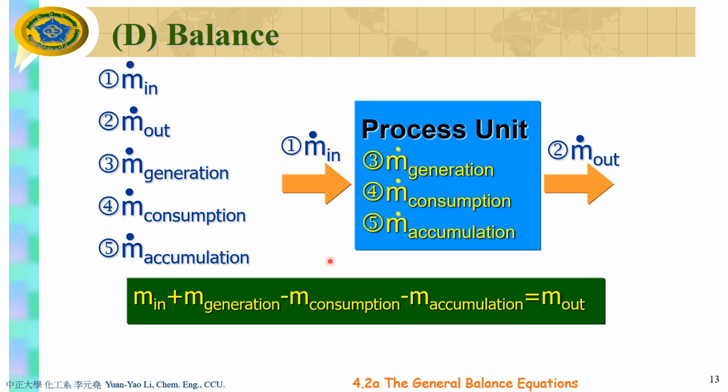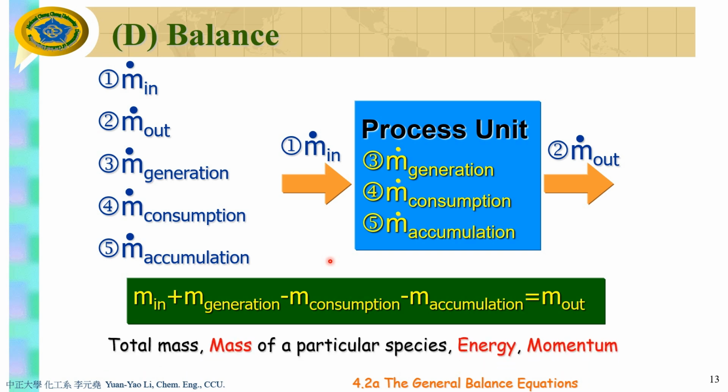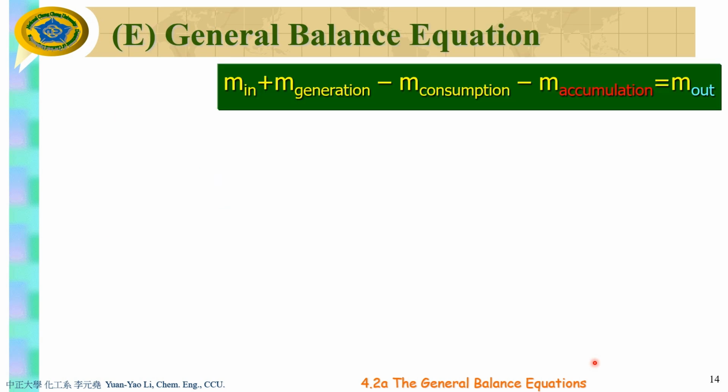Well, you might say, well, Professor, this doesn't look the same as what I read in the textbook. It doesn't look like this. Don't worry, I will show you later. So this equation is what we call the general balance equation. This can be used if you change mass to energy, the same. If you change mass to momentum, that will be the same. Okay? So this is a universal equation. This is what we call the general balance equation.